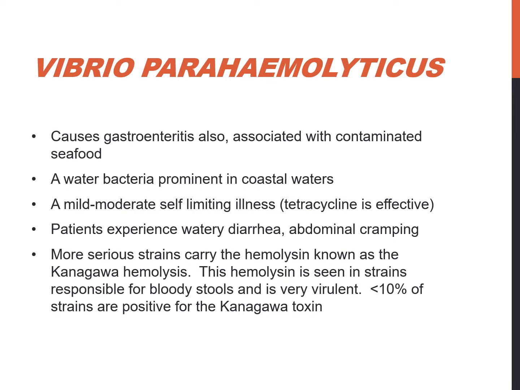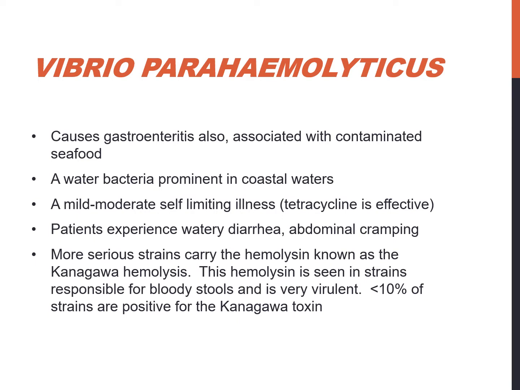So clams, oysters, and crabs, and eating things like that can cause a person to get an infection with Vibrio parahaemolyticus. This is a water bacteria prominent in coastal waters. It actually prefers seawater, and seawater has a high amount of sodium chloride, which Vibrio parahaemolyticus can tolerate. This causes a mild to moderate self-limiting illness, and the patients experience watery diarrhea and abdominal cramping.